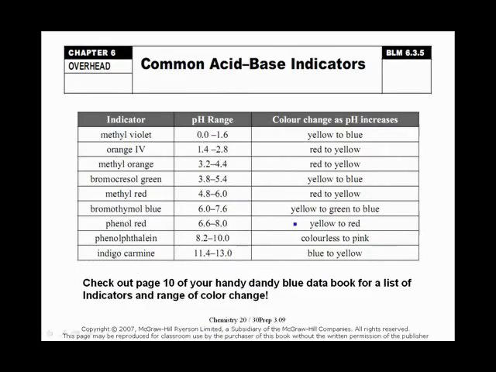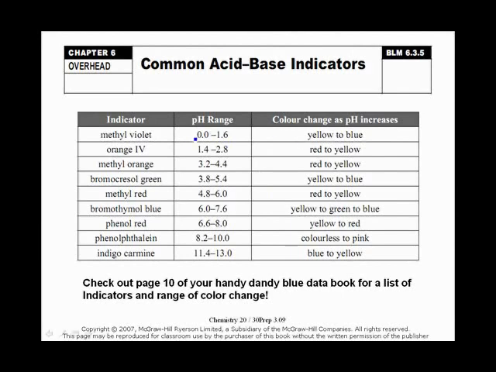So the first thing we're going to talk about are indicators. Indicators are substances that you can put into an acid or a base of unknown pH, and the indicator will change the color. Based on that color, you'll be able to tell the pH of an acid or base. Now the pH range in this table actually tells you the range of pHs over which an indicator changes color.